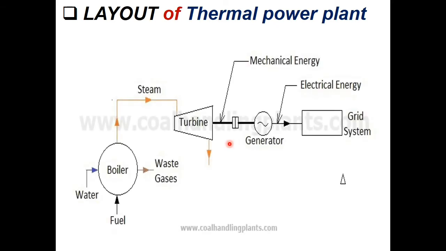So let us see a layout of thermal power plant. This is a boiler to which the fuel is supplied. Preheated water from the economizer is supplied to the boiler, and hot gases are taken out from the boiler. High temperature and high pressure steam is carried to a steam turbine in order to run the turbine. After the operation, steam is taken out and condensed, and that converts into water. That water is again taken into the boiler.